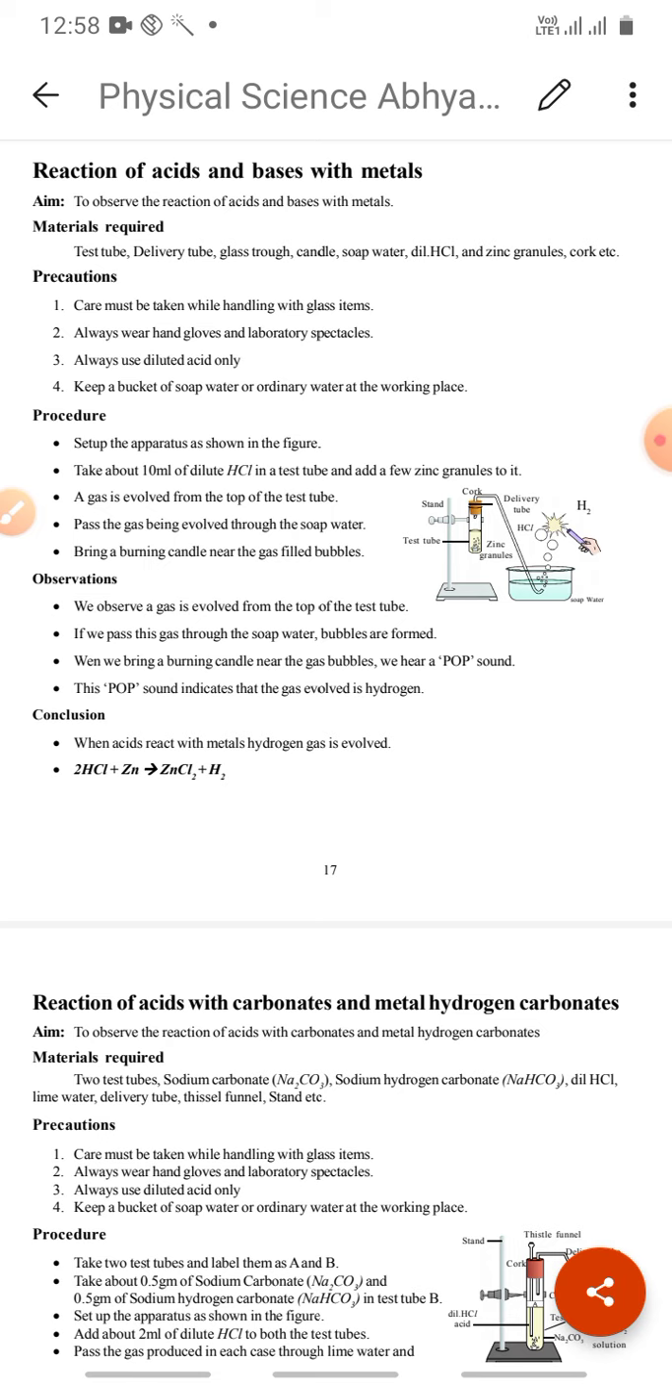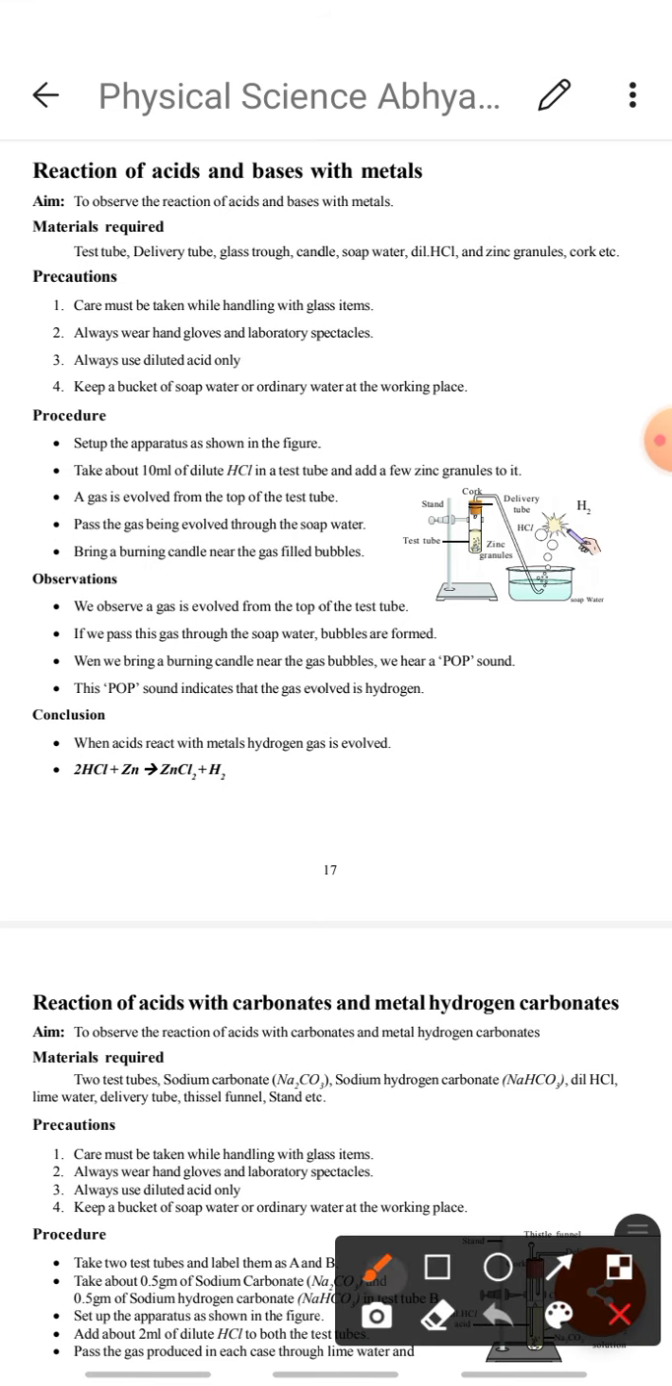Today's class is Acids, Bases and Salts chapter, part 3. This is an important one about the lab activities. Reaction of acids and bases with metals, the first lab activity. We should observe the reaction of acids and bases with metals.